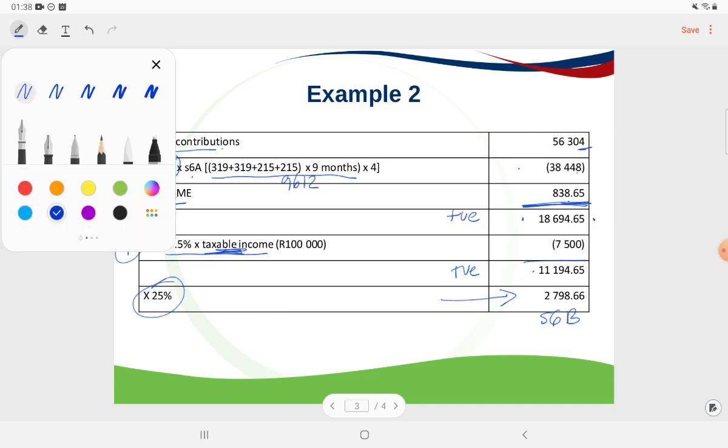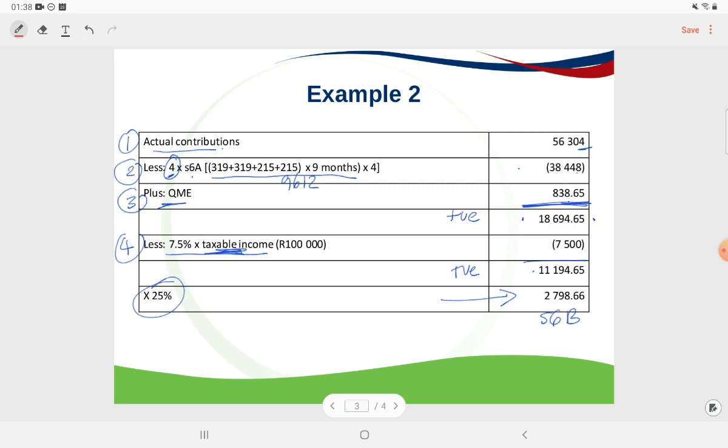I just want to highlight what would be different if you were doing the 33.3% calculation, just so you can be aware of the differences. Firstly, with the 33.3% calculation, this number is not 4, it would be 3. You would reduce your actual contributions by 3 times your section 6A rebate. Secondly, this part here where you further reduce the amount by 7.5% of taxable income is not there if you're using the 33.3%. And then lastly, obviously, the percentage here would be 33.3%. So you would see that then the 33.3% formula is more beneficial for the taxpayer as compared to the 25% formula. So that is example 2.